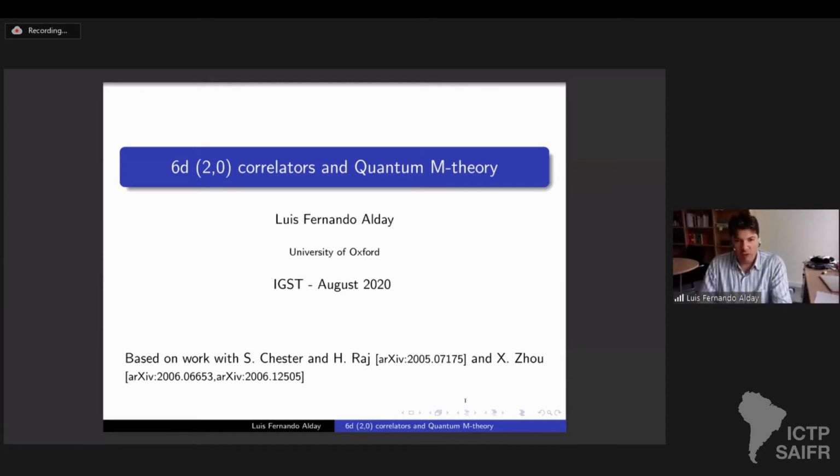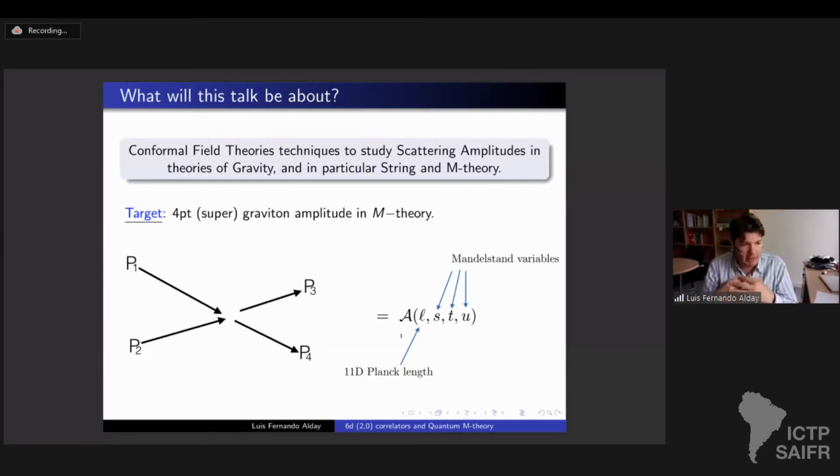So this talk will be about conformal field theory techniques to study scattering amplitudes in theories of gravity, and in particular, string and M-theory. The target for today will be the 4-point graviton amplitude in M-theory, or more precisely, the 4-point supergraviton amplitude in M-theory. A scattering amplitude is basically the probability that if you have two particles scattering with momenta P1 and P2, they produce other two particles with momenta P3 and P4.